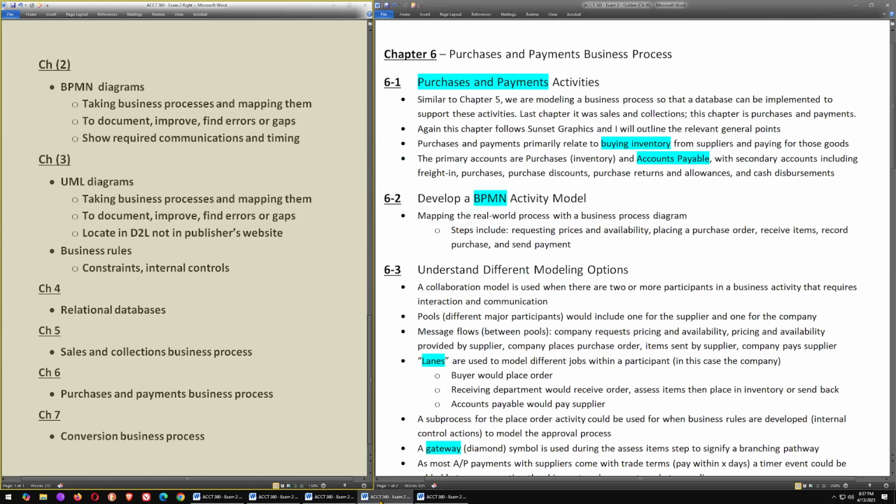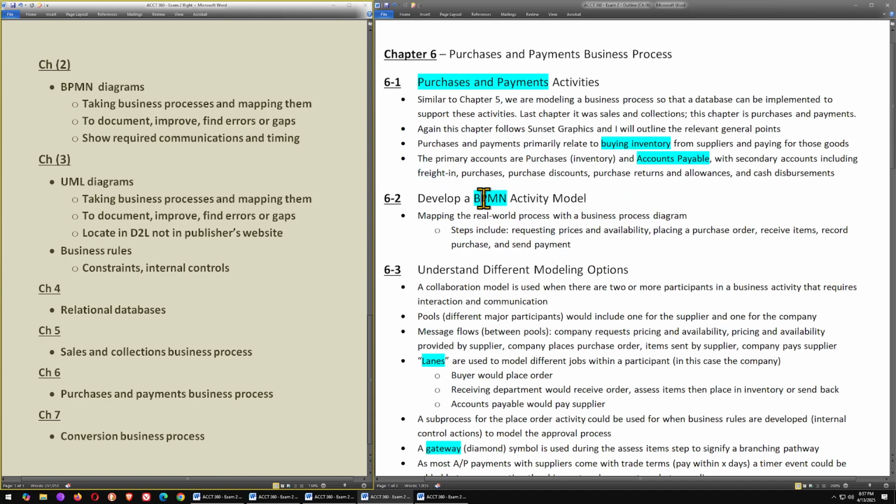Let's see. Chapter 6, this is going to be the purchases and payments. This is going to be following basically what we did with sales and collection: purchases and payments, buying inventory and paying for inventory, at least in this simplified version. It could be buying services and whatnot. And this circles around accounts payable. So when we have cash disbursements to pay our AP, we can have purchase discounts, returns and allowances. Freight in is part of inventory purchases. So those are all the different types of accounts.